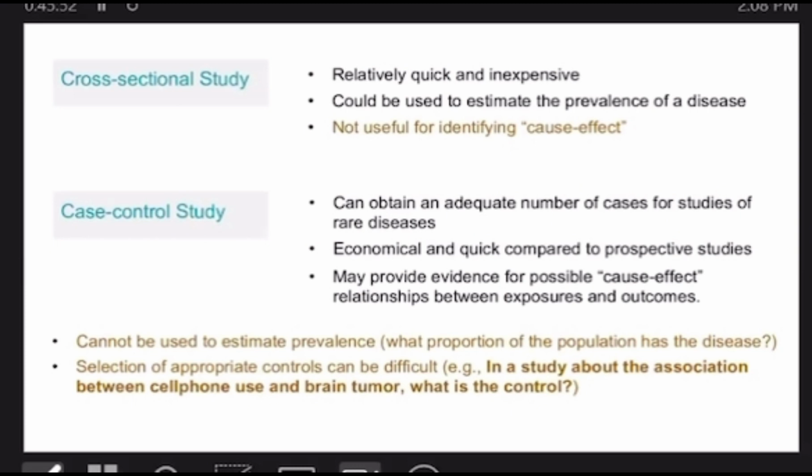For example, in a study about the association between cell phone use and brain tumor, what are we going to use as control? That may be difficult.